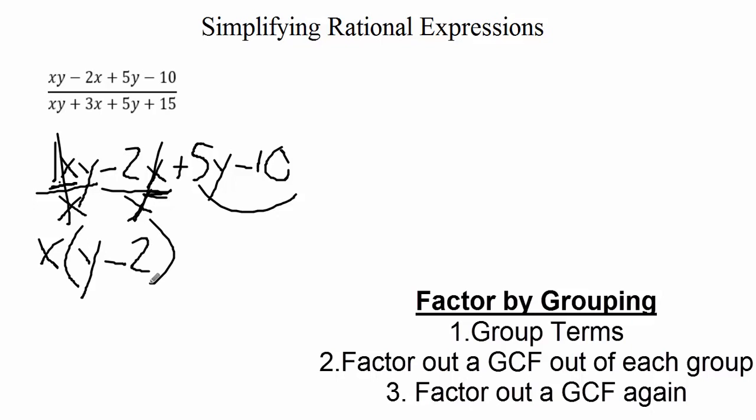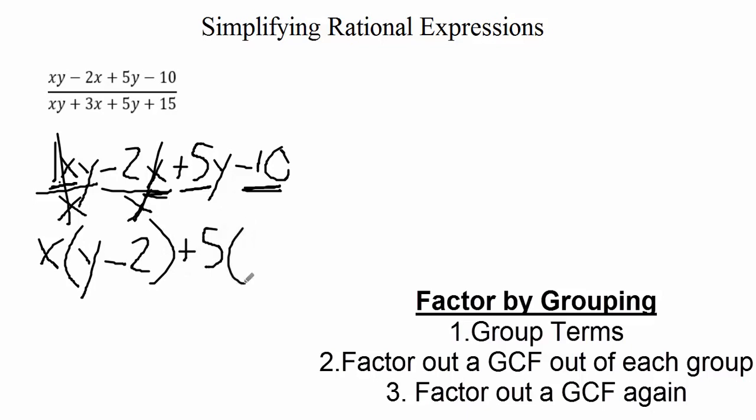Then we need to turn our attention to our second grouping. And we need to think the same exact thing. Do we have a greatest common factor? Well, taking a look at my numbers, 5 and 10, I do see that I have a 5 in common. We don't have a variable in each one of these terms, so it does seem like 5 would be our greatest common factor, and it would be a positive 5.